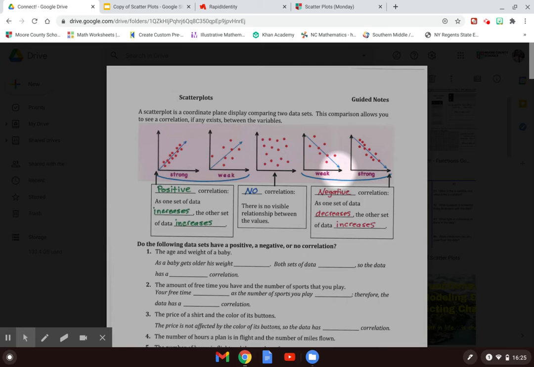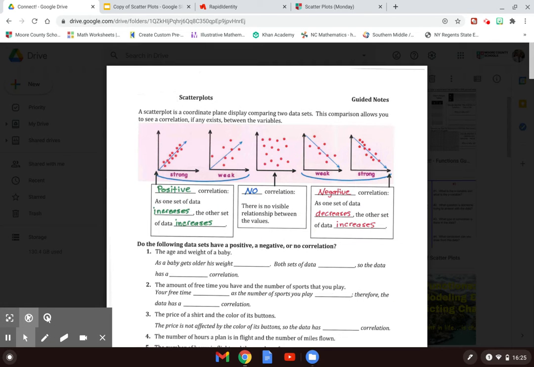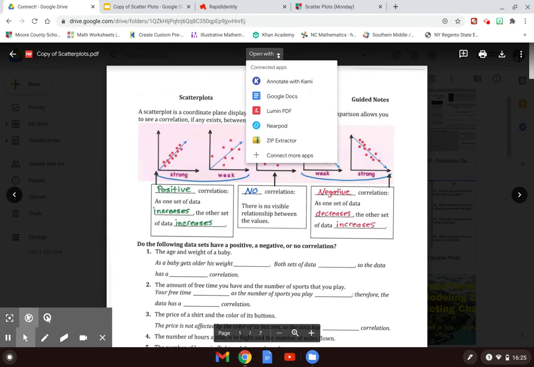Okay? You need to keep that in mind because when we look at the statements below and talk about the different types of correlations we see, we need to bear in mind: are both sets of data increasing together, or is one decreasing as the other increases? All right, so I'm going to go ahead and open this in Kami, and we'll go through the ones below and then we'll get started on your assignment.